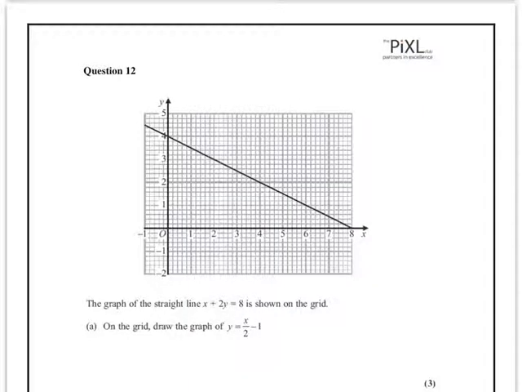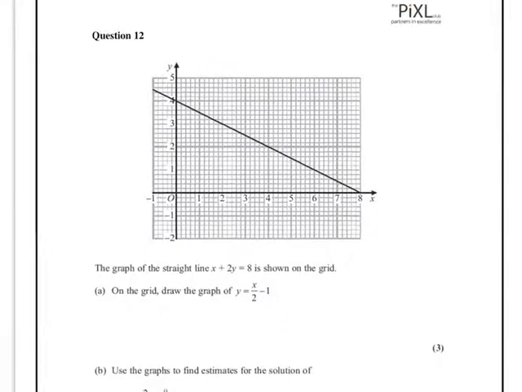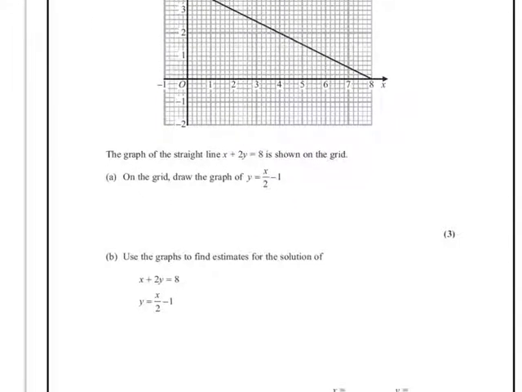Okay, so this question is about equation of straight lines, but it's also about plotting straight lines. Now if we ignore the line that's already there, and we're just trying to plot the line y equals x over 2 minus 1, well, whenever we plot lines we can always do a coordinate table.